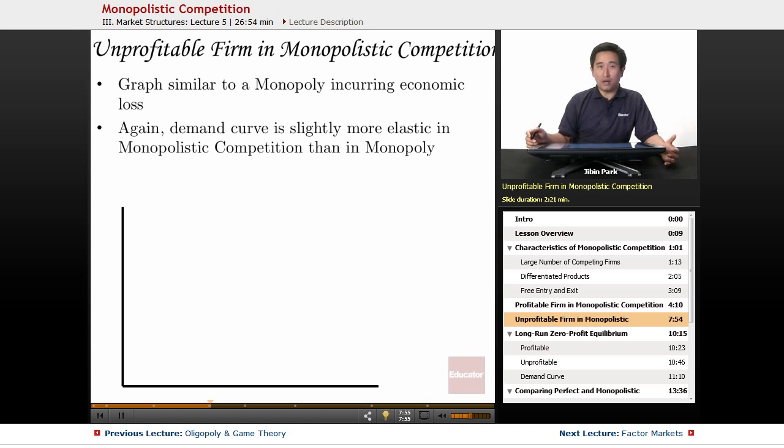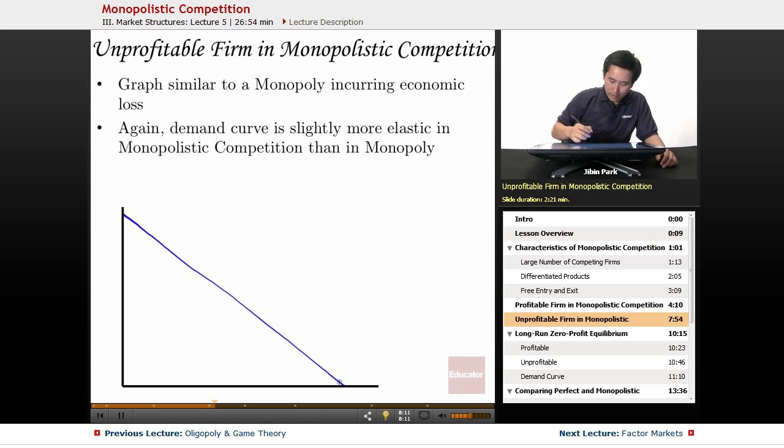Now, what is an unprofitable firm in monopolistic competition going to look like? Again, it's not going to look any different than a firm in a monopoly incurring an economic loss as well. So here's the demand curve. Again, it's going to be a little bit more elastic than it would be in a monopoly graph. And the marginal revenue curve.